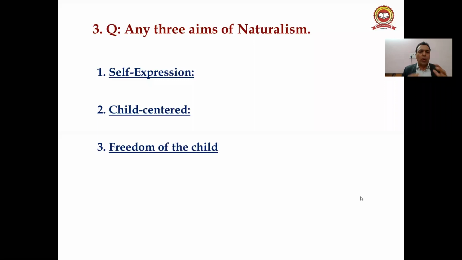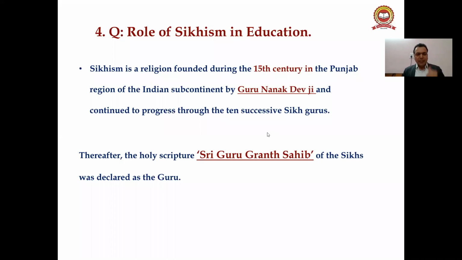So we have to give more and more freedom to the child, so that the child should learn from nature, right? Guys, Rabindranath Tagore was a great naturalist. Even now, if you look at the Calcutta side, there are so many colleges and universities over there where education is still carried out in a naturalistic way, that is, children study under trees. There is no wall system there. So we have to give more freedom to the child. So these are the 3 aims of naturalism, right?